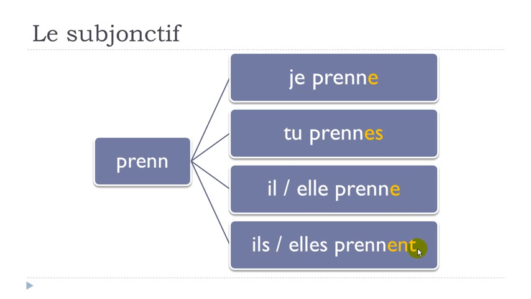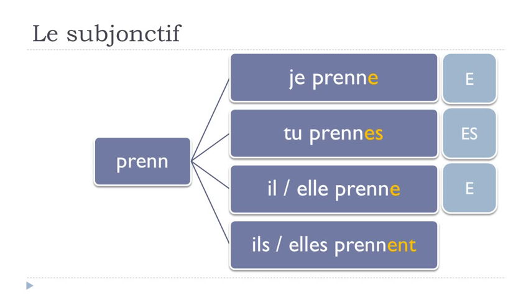Then phonetically, as usual, remember, we've got only one form here. It is exactly the same form, so we pronounce it the same way, but of course, as usual, we write it differently, okay? So keep in mind that the ending for je is e, the ending for tu is es, the ending for il, elle is e, and the ending for ils, elles, the plural form, is ent, okay? So it's the first part, okay?